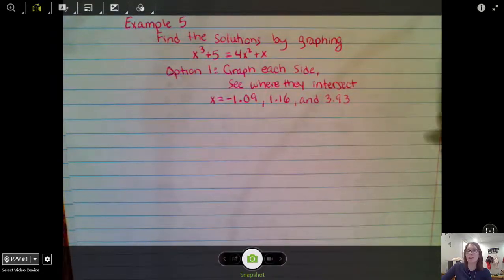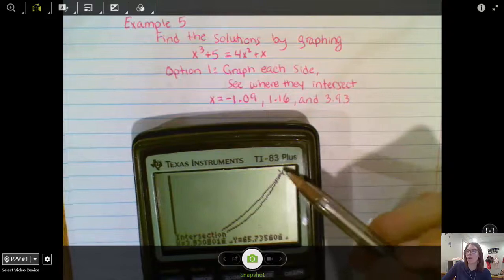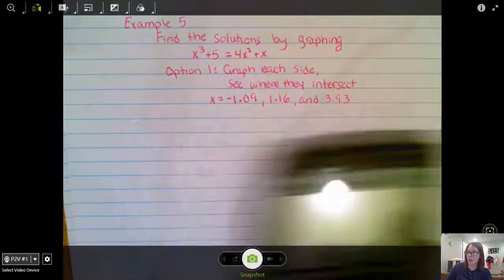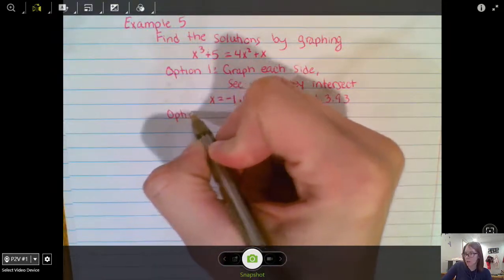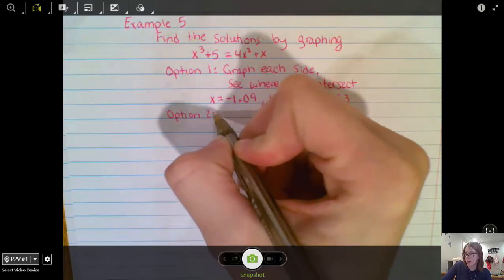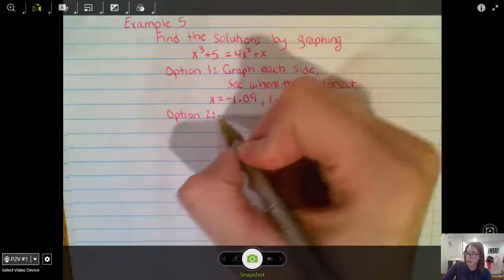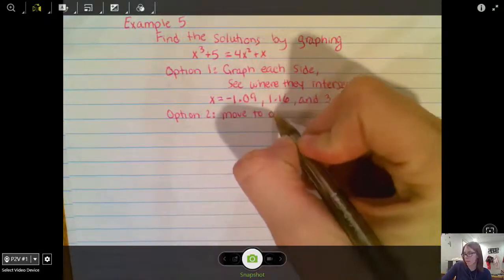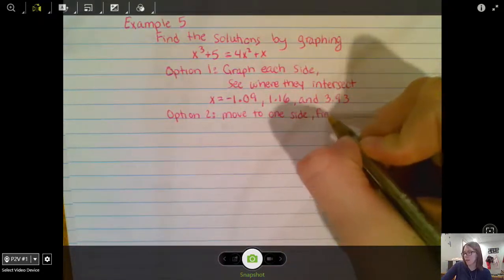Okay. Now, some people might not like this method just as much, mostly because of situations like that we found, where there really was a third intersection point that we didn't necessarily see. Our second option, which you guys might like a little bit better, but again, it's totally up to you what method you want to keep working with. Our second option is to move everything to one side and find the zeros.